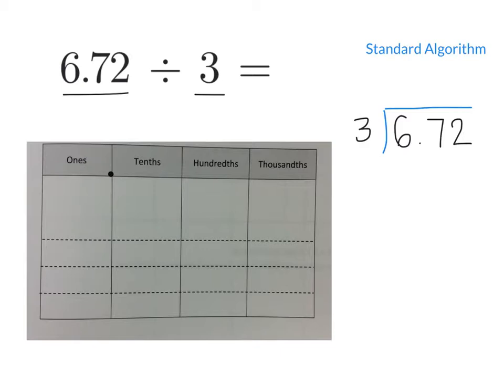Okay, let's draw out our whole first. How many ones do I have in my whole? Everyone? 6. How many dots do I need to draw to show that? 6. 1, 2, 3, 4, 5, 6. Very good. Okay, how many tenths do I have in my whole? 7. Go ahead and draw 7 dots in your tenths column to show that you have 7 tenths. 1, 2, 3, 4, 5, 6, 7. Finally, how many hundredths do I have in my whole? 2. We need to then, of course, draw 2 hundredths in my hundredths column.